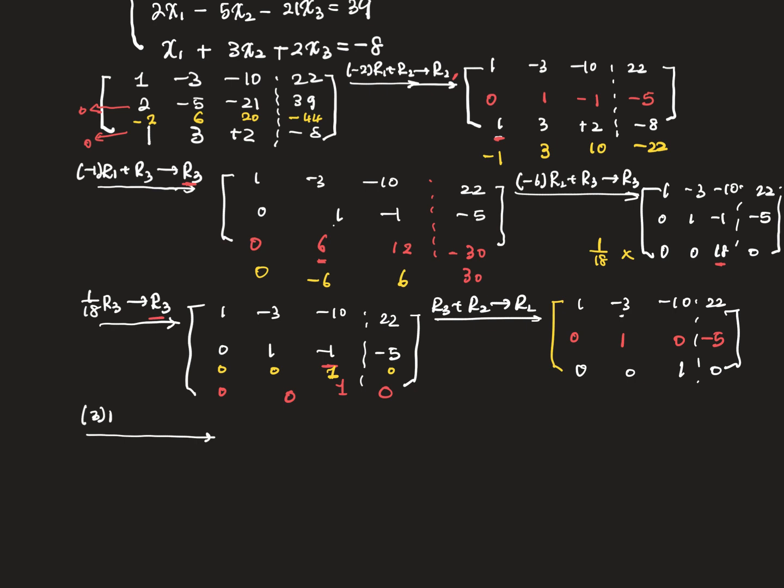3 times R2 plus R2, going to R2. So what you have here is 0, 3, 0. And here it is going to be 3, negative 15. Does everybody make sense? Right here you have the first row change. This one is 1, 0.